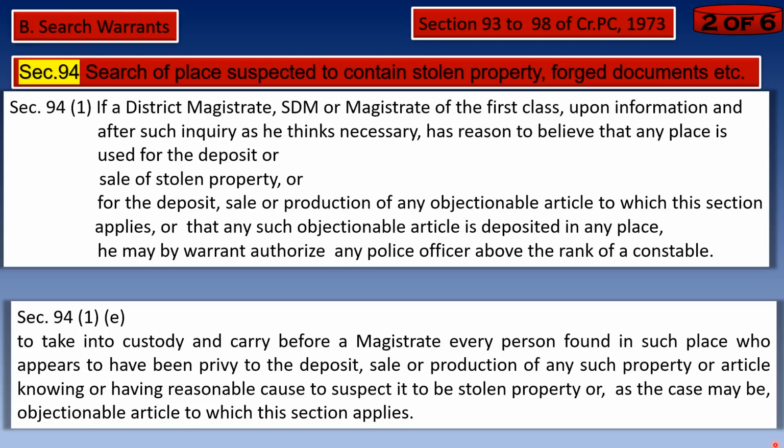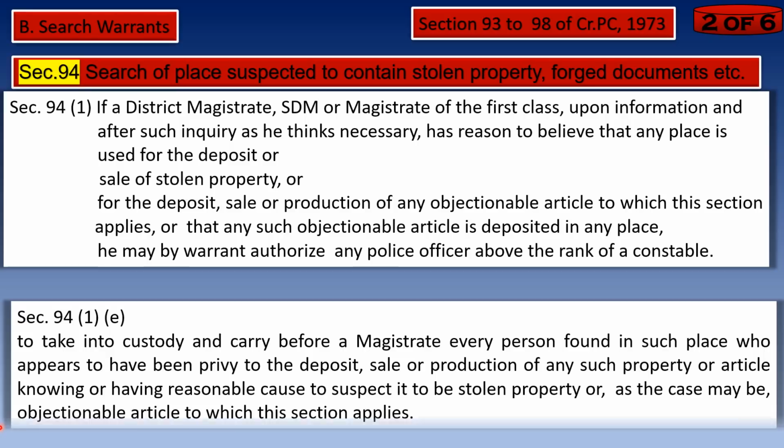So, clause E of subsection 1 of Section 94 is quite dangerous. It is important not only from an examination point of view, but it is important for those advocates also who need to not only bail them out but prove their innocence as well.